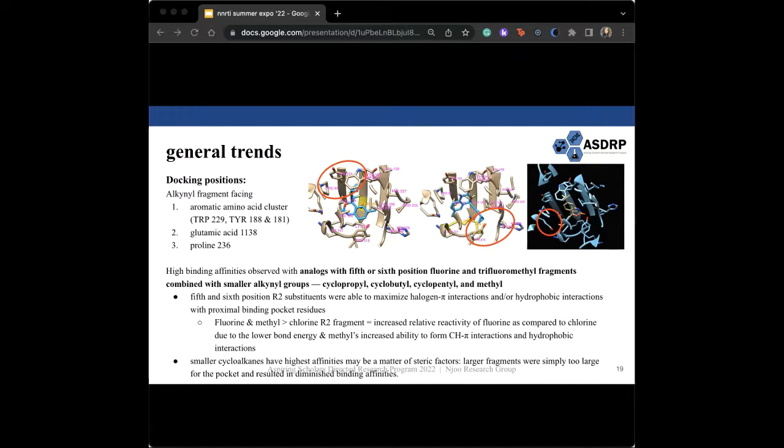And we think, once again, this is because 5th and 6th position R2 substituents are able to maximize halogen pi interactions and hydrophobic interactions. In addition, the fluorine and the methyl fragments did better than chlorine, which is what was originally on the efavirenz as an R2 substituent, because 1 fluorine has lower bond energy and thus an increased relative reactivity as compared to chlorine, and 2 methyl has an increased ability to form CH pi interactions. As for the smaller alkanes, they have the highest binding affinity, most likely because the larger ones have steric factors, and they're simply too large for the pocket and thus resulted in diminished binding affinities.